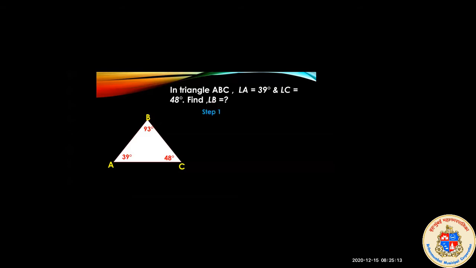Now for this, step 1 is to add the two given angles. If the question comes like this, what you have to do is first add the two angles. Angle A is equal to 39 degrees, so we will write angle A plus angle C. By addition, 39 plus 48, we get the answer 87.